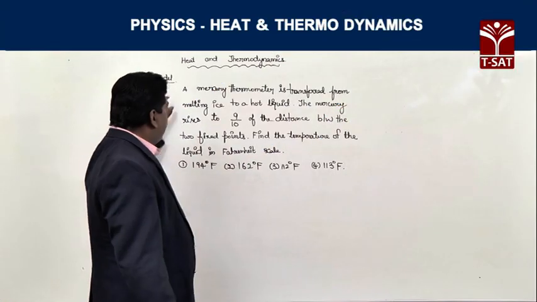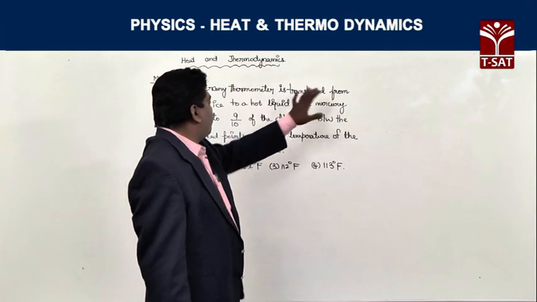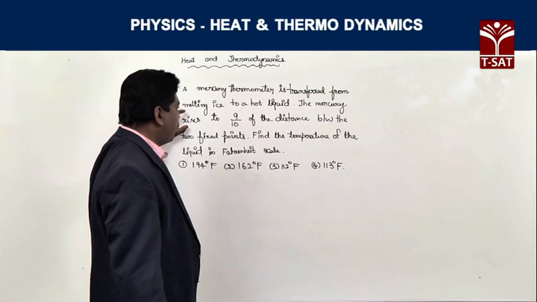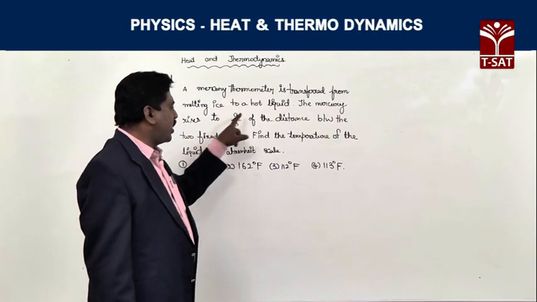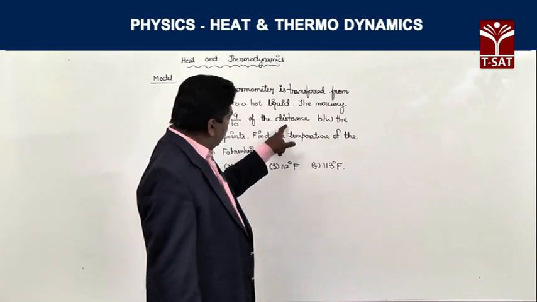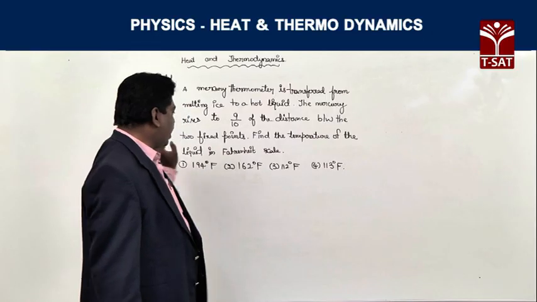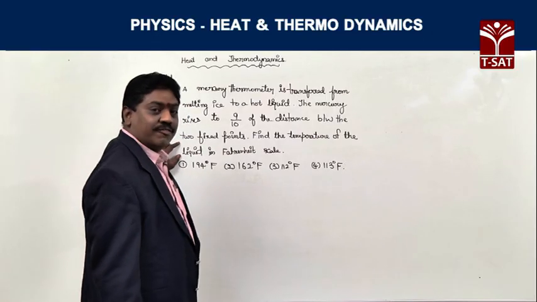A mercury thermometer is transferred from melting ice to a hot liquid. The mercury rises to 9 by 10 of the distance between the two fixed points. Find the temperature of the liquid in the Fahrenheit scale.